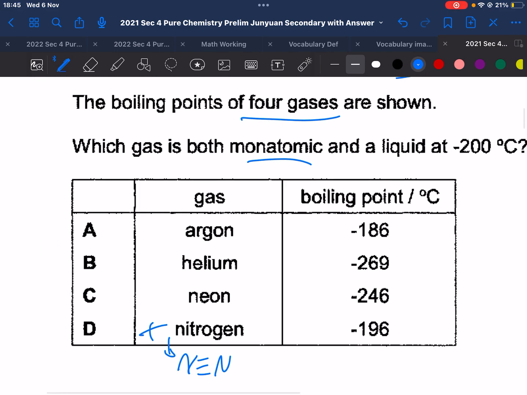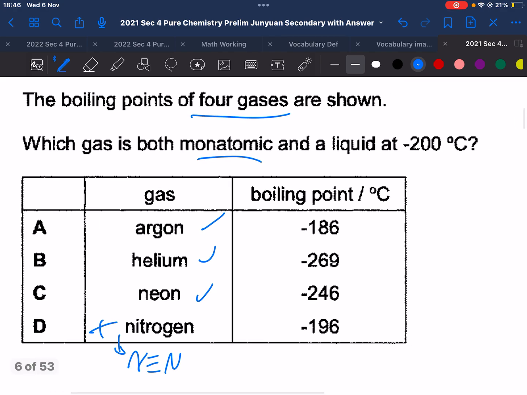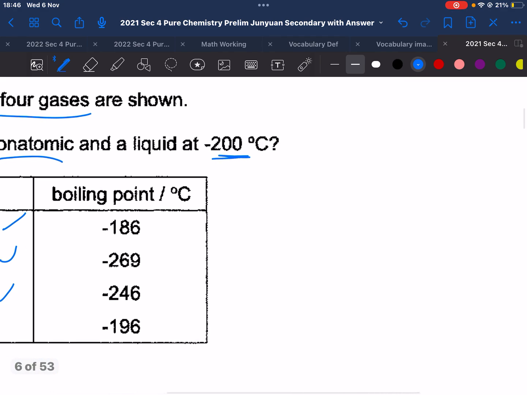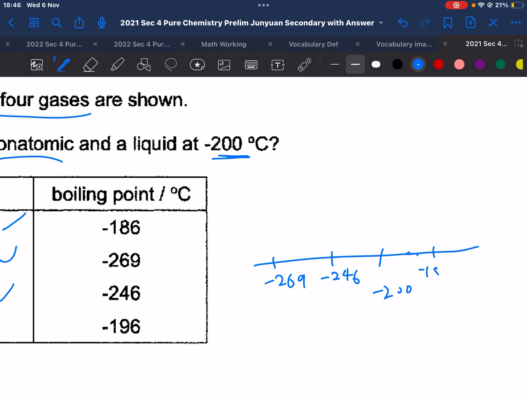Okay, neon is actually still a noble gas. So these are all noble gases, hence they will exist as a monoatomic element in the atmosphere. So it's a liquid at negative 200 degrees. Let's draw the temperature. Okay, negative 200 degrees Celsius. What goes behind negative 200 degrees Celsius will be negative 269, negative 246. What goes in front will be negative 186.